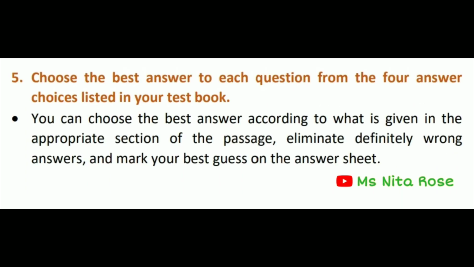Number 5. Choose the best answer to each question from the 4 answer choices listed in your textbook. You can choose the best answer according to what is given in the appropriate section of the passage. Eliminate definitely wrong answers and mark your best guess on the answer sheet.